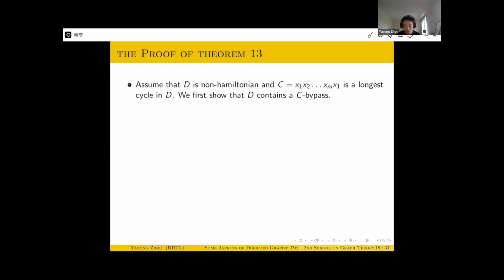So now let me begin to prove this theorem. We want to prove this by contradiction. First, let me assume that D is non-Hamiltonian, so there is no Hamilton cycle. And let C be the longest cycle in D. I will first show that D contains a C-bypass. By C-bypass, I mean a path that starts and ends at C in different vertices.